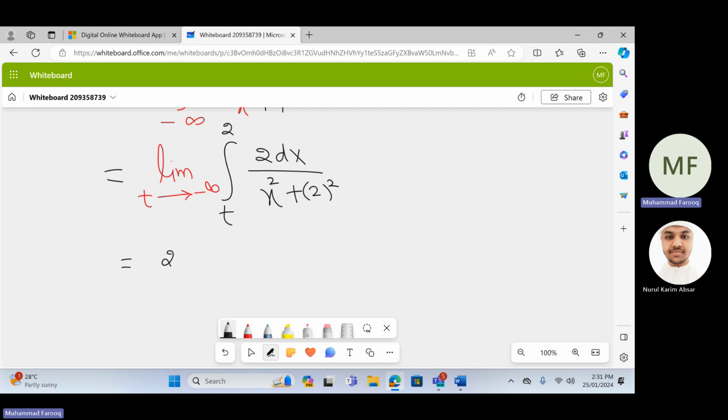Okay, so for the second part, I have taken the outside limit, no problem. Limit t approaches negative infinity. And now I have this one. If you don't mind, I think I can write the answer. This is what? Tan inverse. Where's my a? So 1 over a, tan inverse of u over a. Understand the point? But please don't forget, it has the limit. From where to where? t to 2.